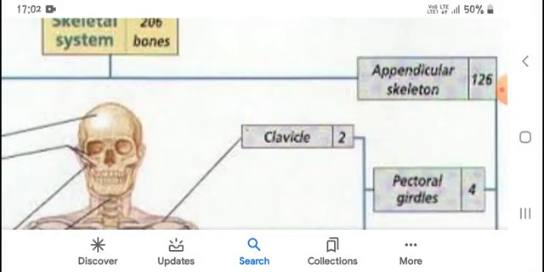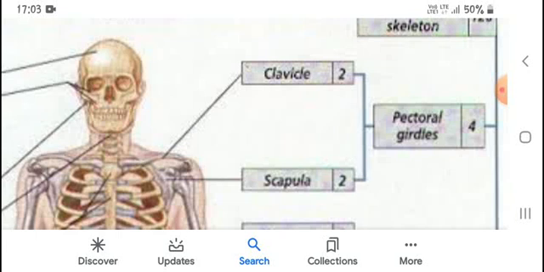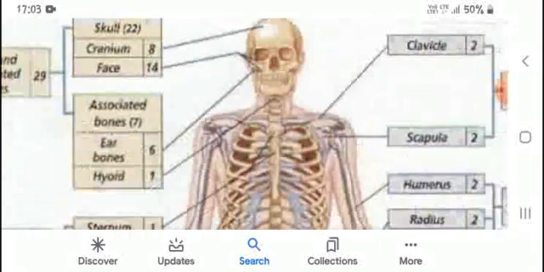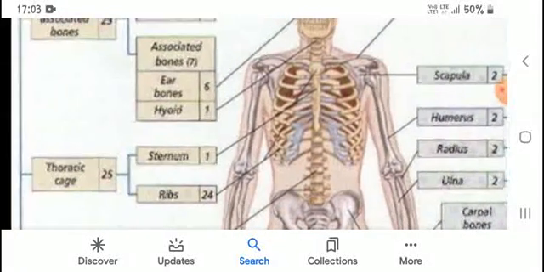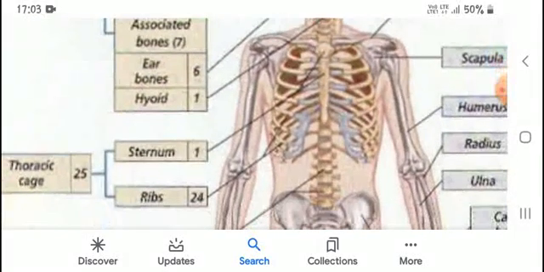And next, here the appendicular section, this side it has 126 bones. Here clavicle has 2 bones. So here in the pectoral girdle it has 4 bones. In that, clavicle has 2 bones. Here upper you can see, and 4 bones near our rib cage. Next, in the thoracic cage we have 25. In that, ribs have 24 bones, and one is the sternum bone. Here you can see in that image.